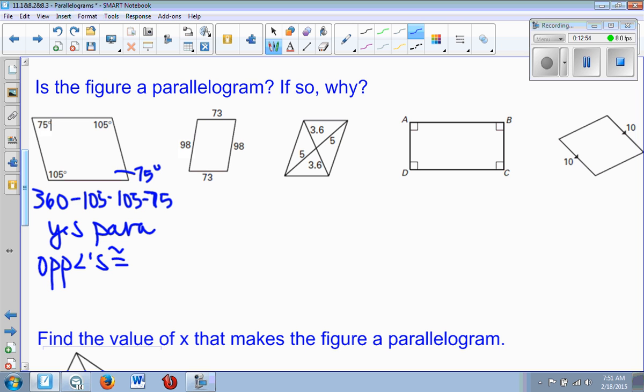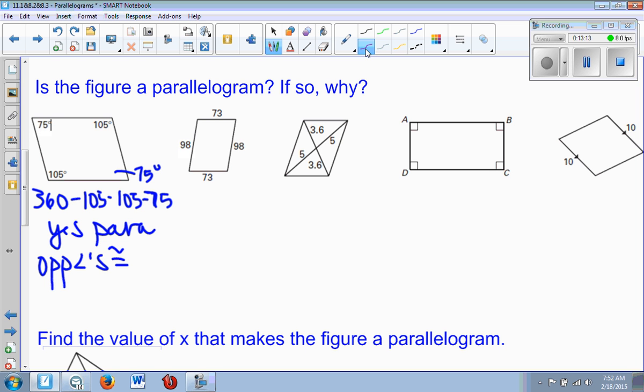So it's kind of like a little mini proof, but not really, because you're not having to write a bunch of statements and reasons. All we're doing is using number values in the problem and then saying, yes, it's a parallelogram because of this reason. The opposite angles are congruent. So it's almost like a mini proof that you're doing in your head.